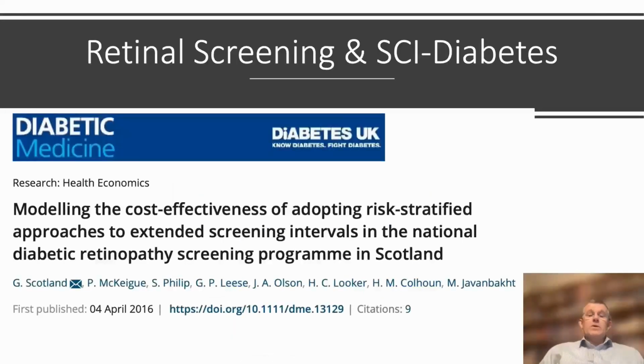The combination of retinal screening data and Sky Diabetes data has also been extremely powerful. By so doing, we've been able to show that it's perfectly safe to extend the screening intervals for patients with no retinopathy from 1 year to 2 years, and this is going to have a massive impact on retinal screening and is currently being introduced into the National Retinal Screening Programme.